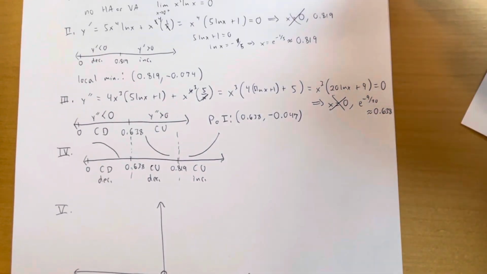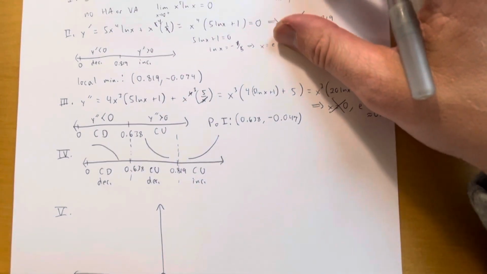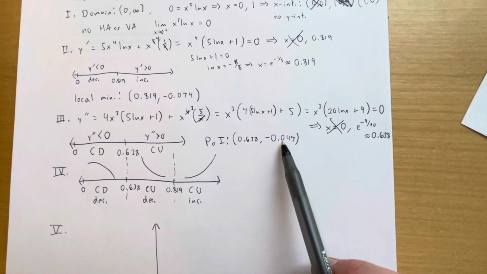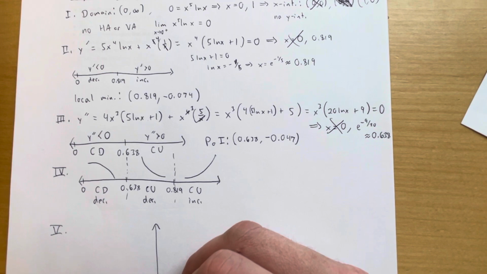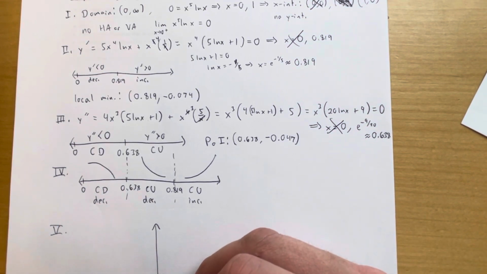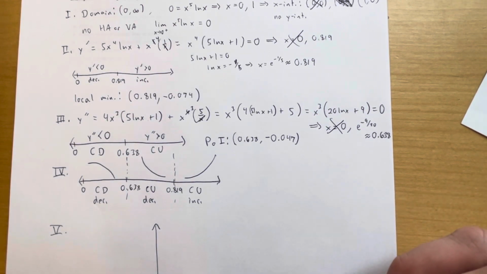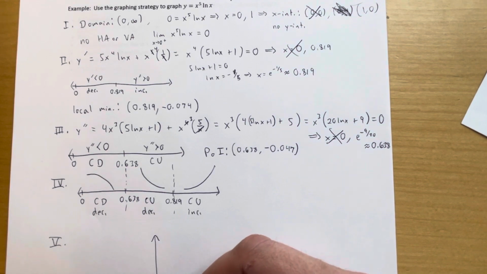Now, we have some points that we need to plot. So first, 0.638, negative 0.047. That's a point of inflection. So 0.638 is a little bit more than 1/2. And then it's got a y value that's pretty small. It's going to be like that. And then I have a local minimum a little further to the right and a tad further down below that. So it's going to be like right here. Okay, so this is a point of inflection.